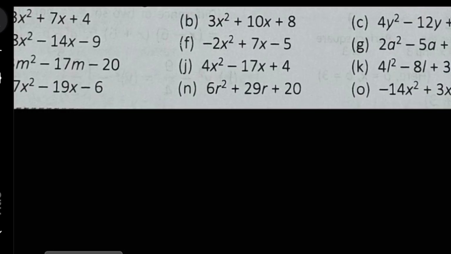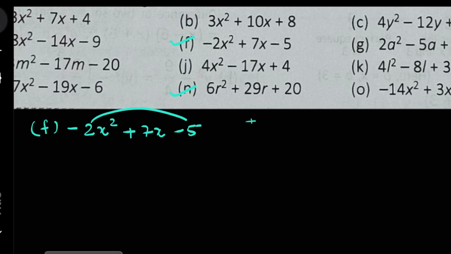Here we are going to solve question number F and question number N. Question number F says minus 2x square plus 7x minus 5. So 5 twos are 10, and minus minus is plus, so you will get plus 10. Now we have to split the 7 in such a way that we can get the plus 10.